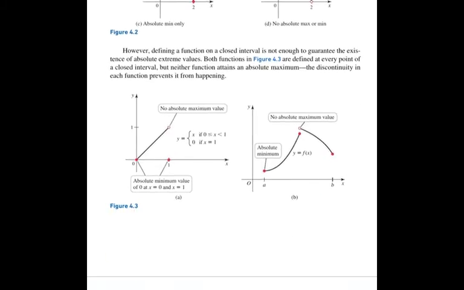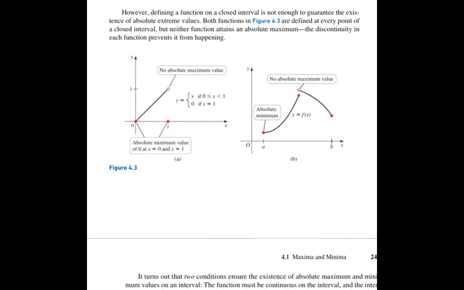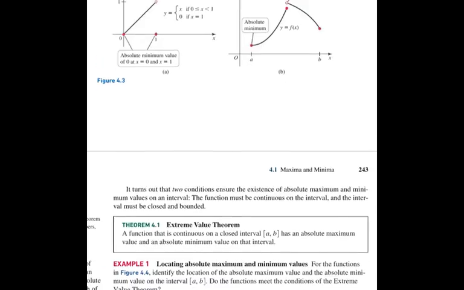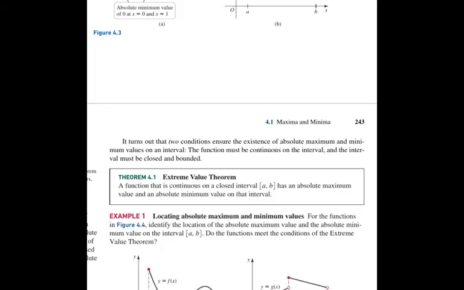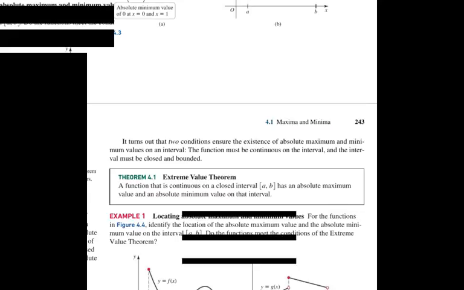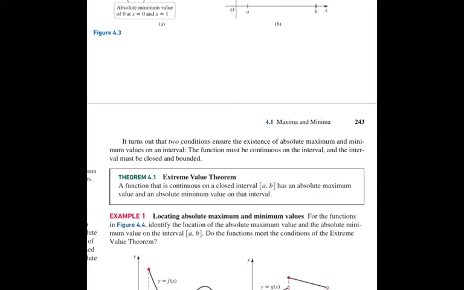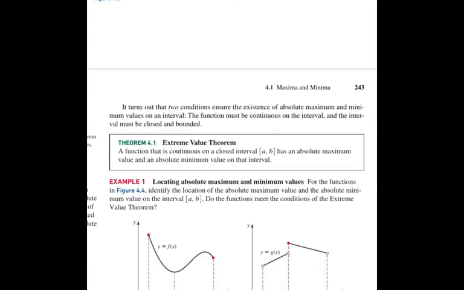So we have to be on the lookout if we have a discontinuity as well. It turns out that two conditions ensure the existence of absolute maximum and minimum values on an interval. The function must be continuous on the interval, and the interval must be closed and bounded. So a function that is continuous on a closed interval [a, b] has an absolute maximum value and an absolute minimum value on that interval. Closed means we include all points, like there are no open intervals, right?